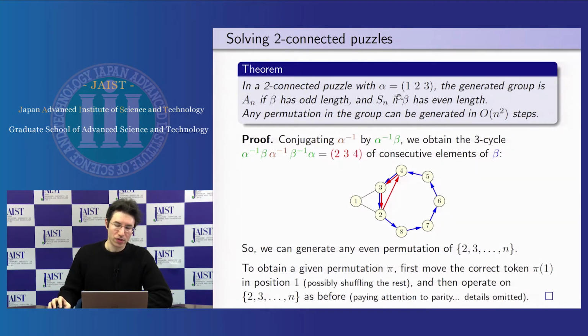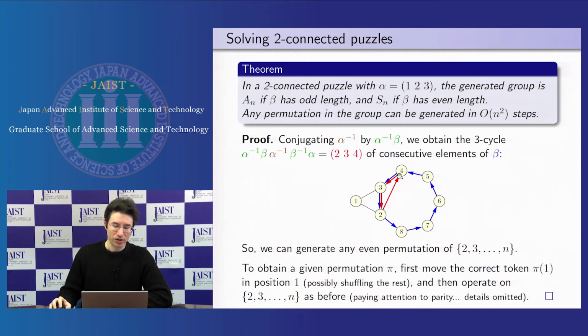For 2 connected puzzles, we first focus on the subcase where the first cycle is a 3 cycle. So alpha is (1 2 3). And once again, here we can apply the same kind of idea. We have a cycle that includes all nodes except 1. And then we can construct a 3 cycle by conjugating the first one.